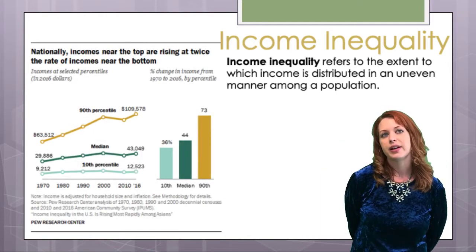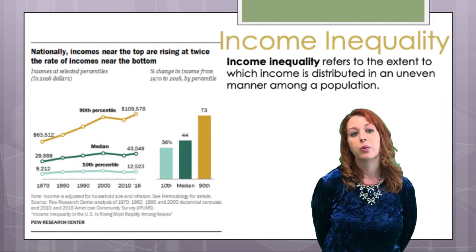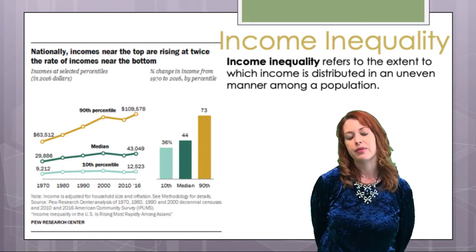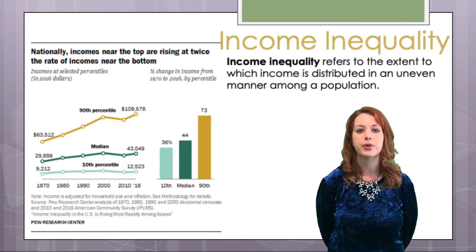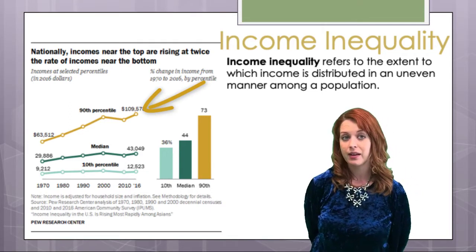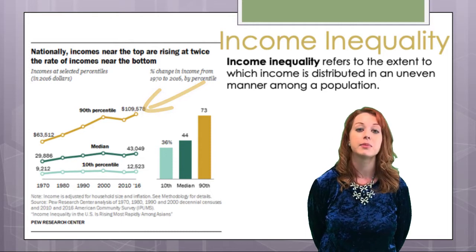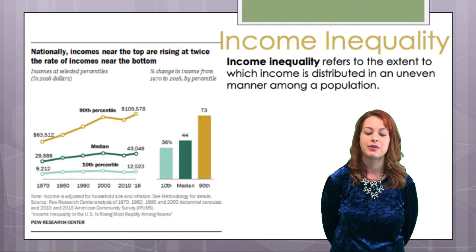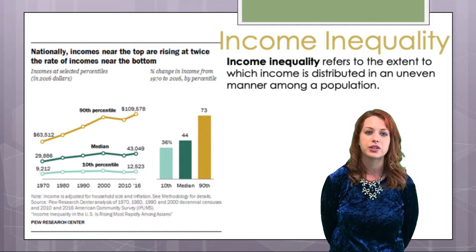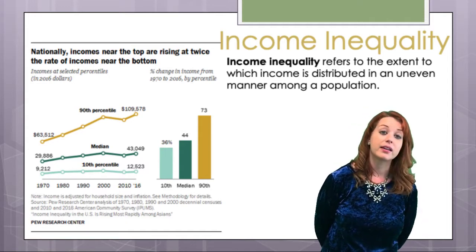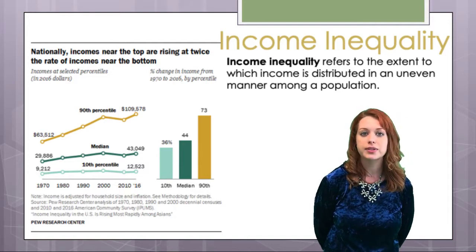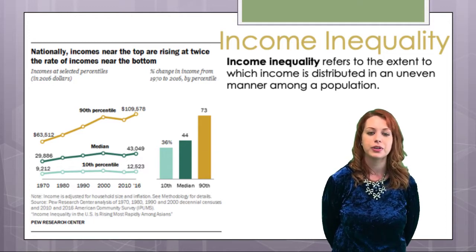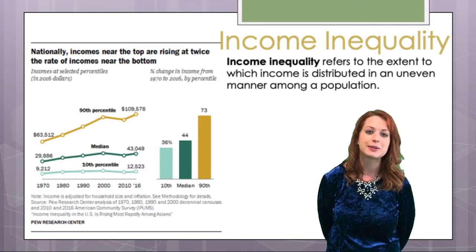So as far as recent trends go, income inequality has risen quite a lot since the 1970s. We can tell by this graph here that nationally, income for top earners has risen at twice the rate compared to incomes of the bottom earners. And there's a couple of reasons for that. It's a very complex issue, but we can trace it back to phenomena like the changing nature of jobs and the decreased power of labor unions and organizing, just some of the reasons.